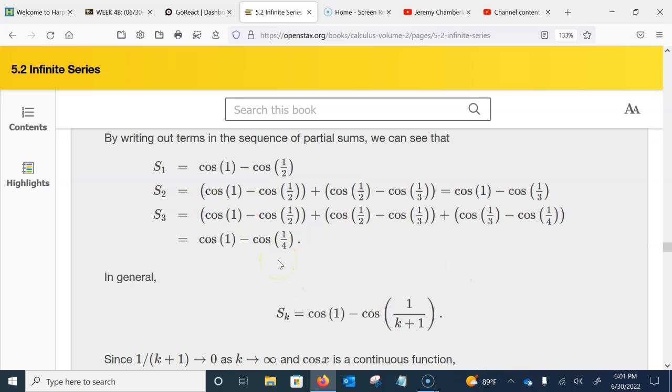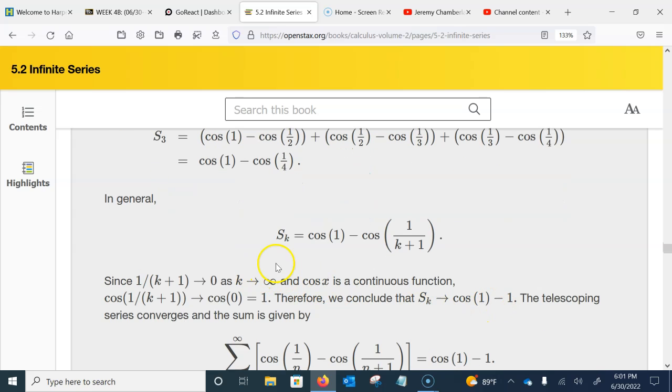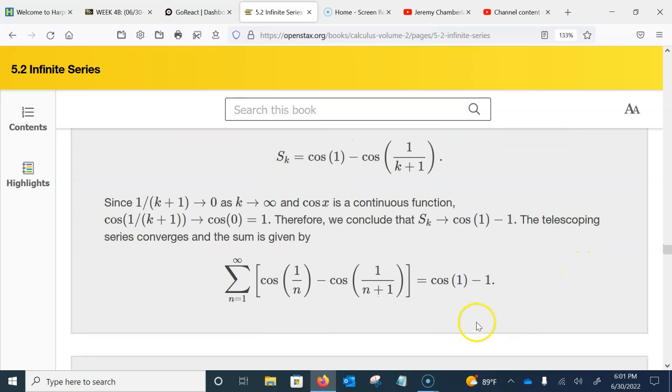So if you look at the pattern, S sub k is going to be cosine 1 minus cosine of 1 over k plus 1. Taking the limit as k goes to infinity, the first term doesn't change, but I'm going to get minus cosine of 1 over infinity, and 1 divided by an arbitrarily large value is 0. The cosine of 0, as we all know, is 1. So the limit of this particular series is cosine 1 minus 1.